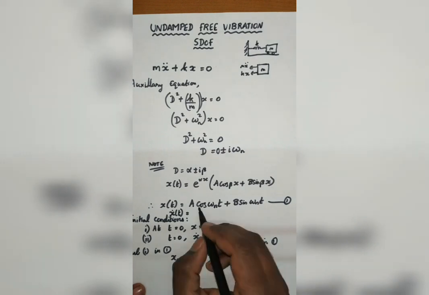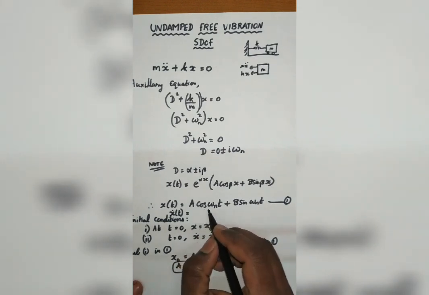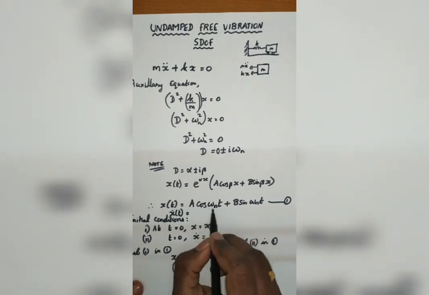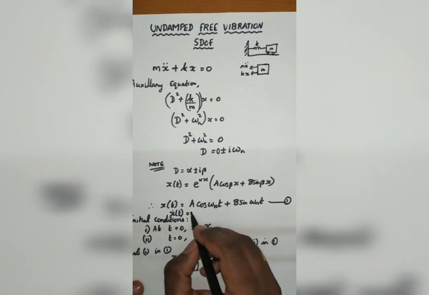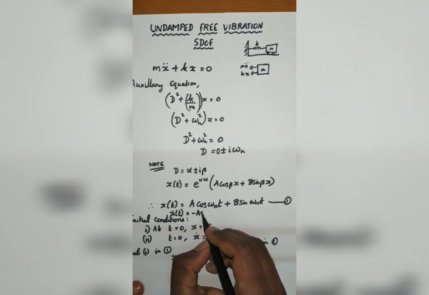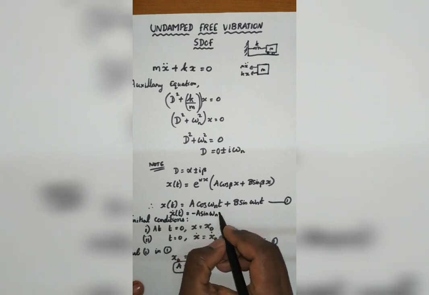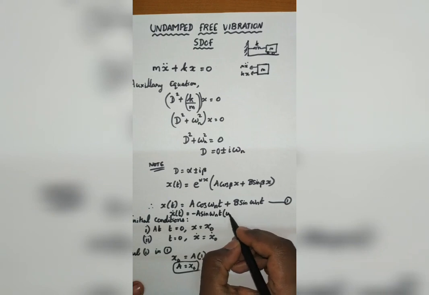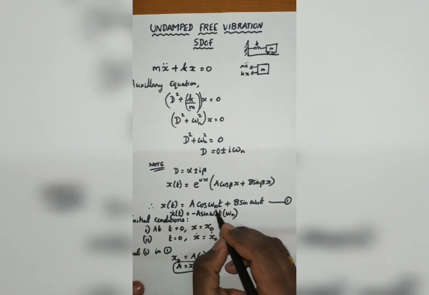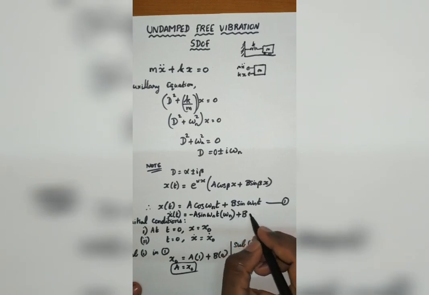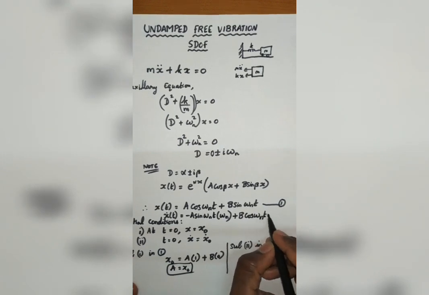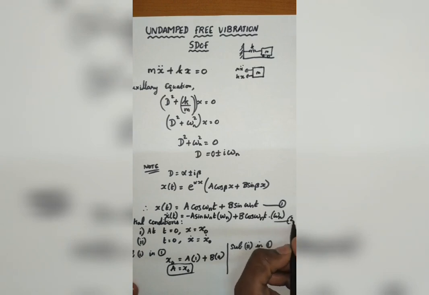Okay, so if we differentiate, cos omega nt will be minus sine, right? And we have to differentiate this separately, so additionally I will get omega n. If I differentiate sine I'll get cos, and additionally I'll be getting omega n. So let this be equation number 2.